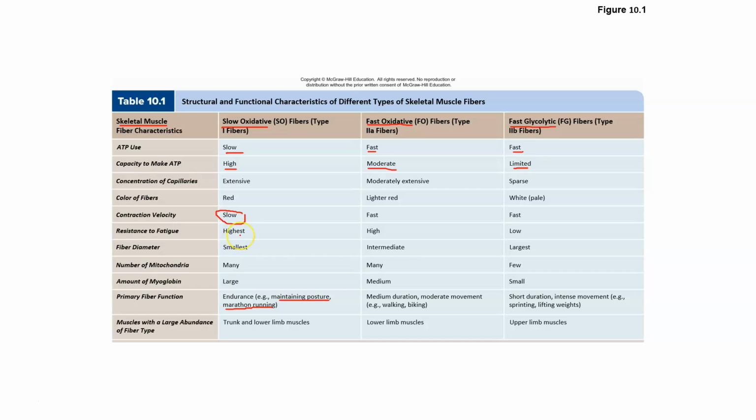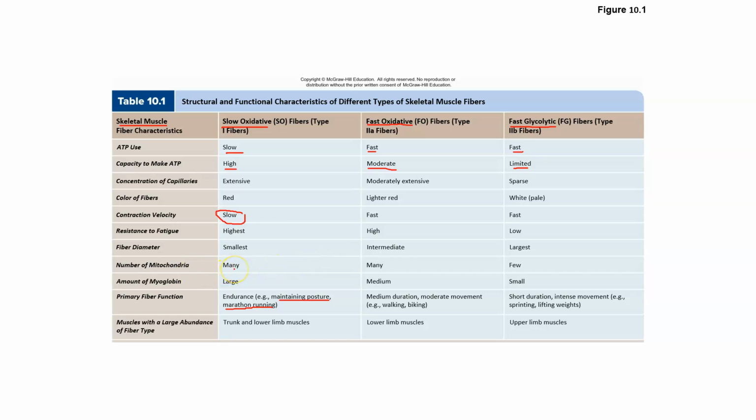Resistance to fatigue, of course, slow oxidatives, they're going to not fatigue for a long, long time. Whereas the fast glycolytics are going to fatigue very rapidly. You're going to get a few repetitions, maybe 5 seconds of all-out strength, and then they're done. They're done. They have to rest. They have to recover. And fast oxidatives are going to be somewhere in between.